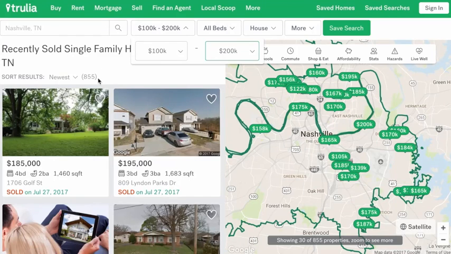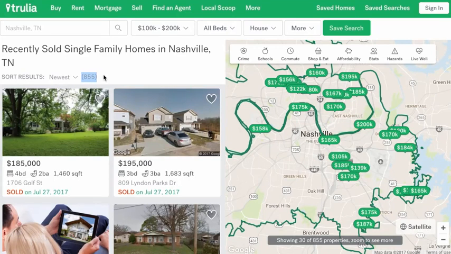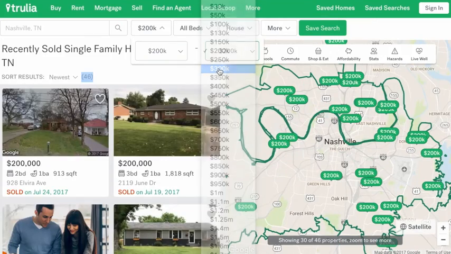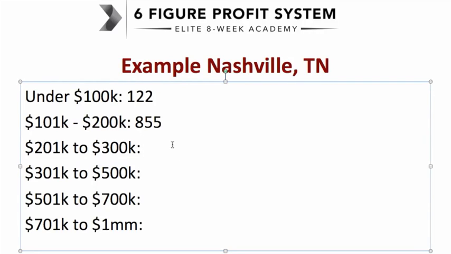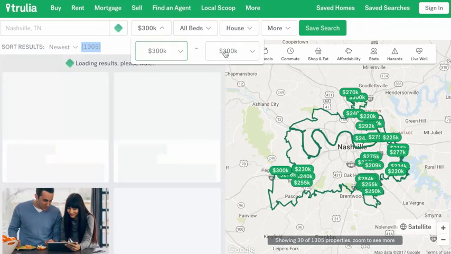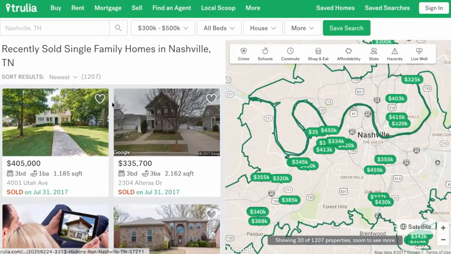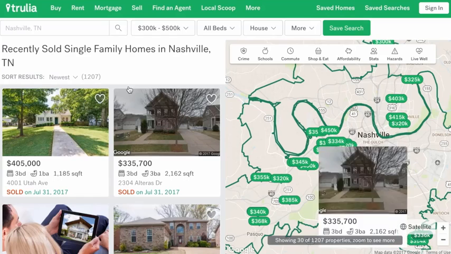By the way, it's right here. See it right there, 855. And then it shows them all in here. So there's 855. Let's now go to 200 to 300, and it updates it. There were 1305. So let's put 1305. And let's go back and do 300 to 500. 300 to 500 has 1207. Let's go put 1207.